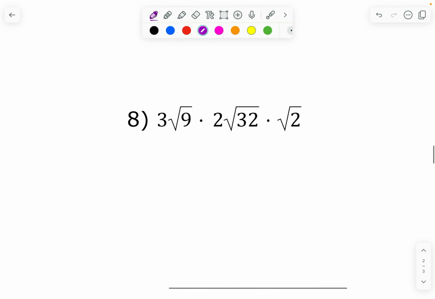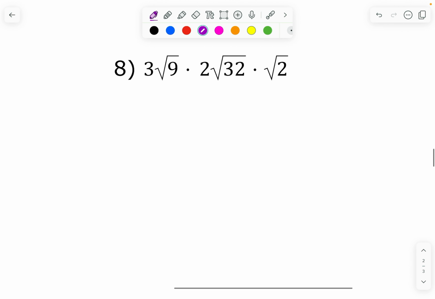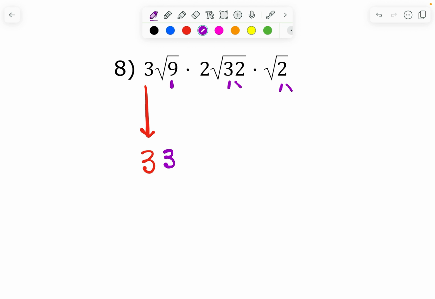Last but not least, number 8 here. Okay, we're going to go ahead and we're going to simplify all this. So we're going to do 9, we're going to do 32, and we're going to do 2. Anything that's out front we're not touching, so I'm just going to carry that 3 straight down. Square root of 9 is a special one. 9 is in my perfect squares list, so the square root of 9 is just 3. That's just going to tell me I can bring it straight down. I don't have to do any splitting up at all.